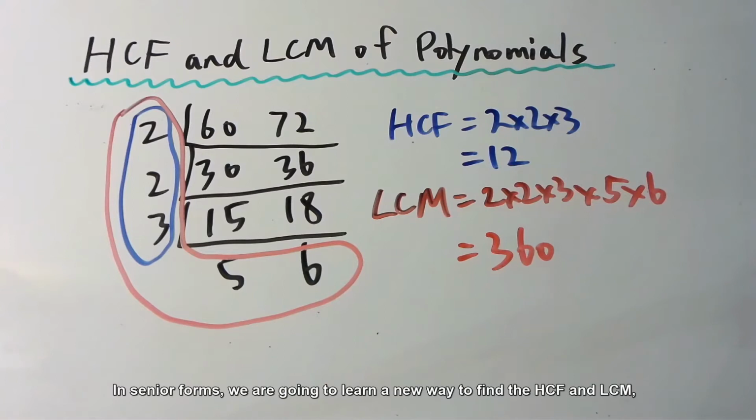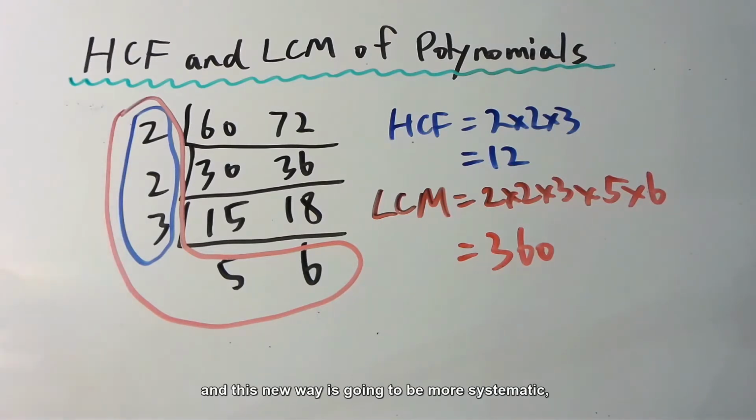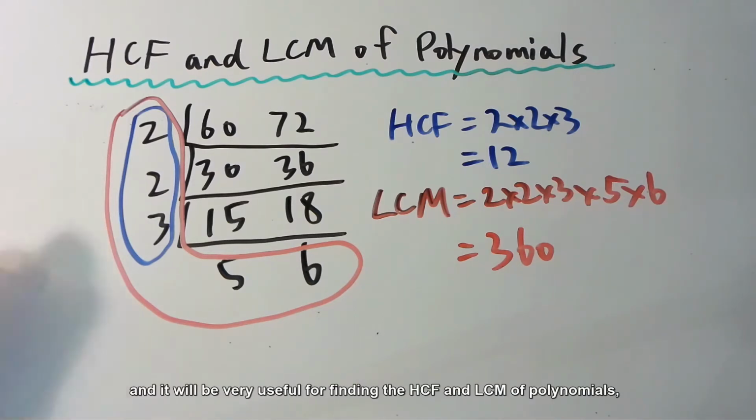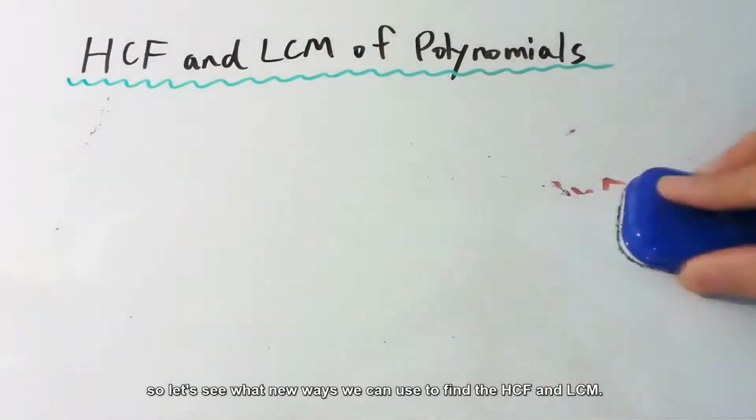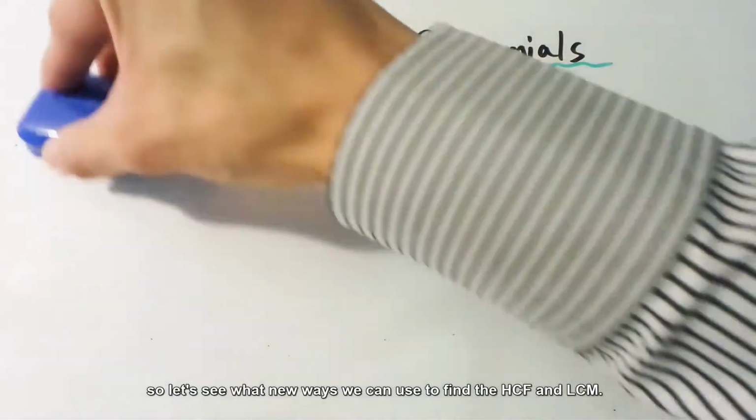In senior forms, we're going to learn a new way to find out the HCF and LCM. And this new way is going to be more systematic, and it will be very useful for finding out the HCF and LCM of polynomials. So let's see what new ways we can use to find out the HCF and LCM.